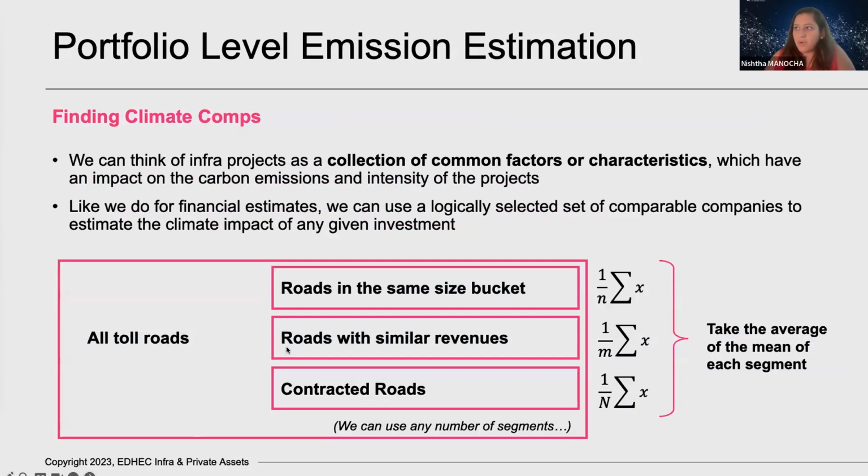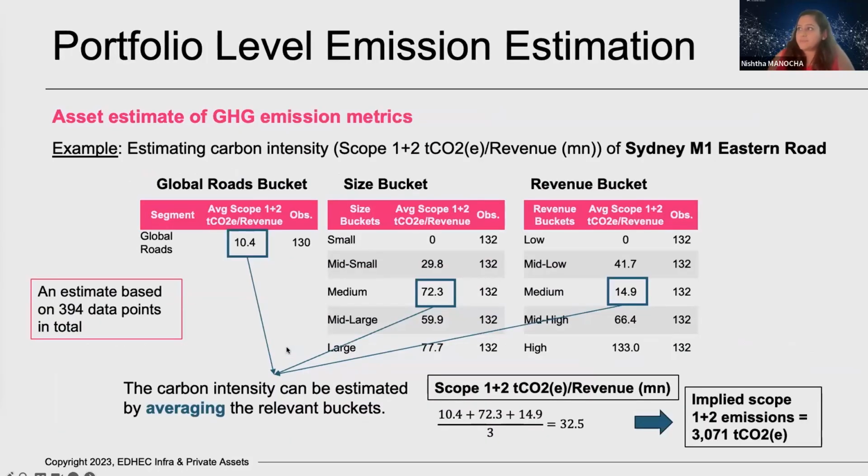So for example, a road, you could compare it to different roads by looking at the size, by looking at revenues, or by looking at its business model. And when you do this, you are taking a logically selected set of comparables, which brings you down to a better estimation. So let's look at an example. In that portfolio that was on my screen before, the first line item was Sydney M1 Eastern Roads. Say you want to estimate the emission of Sydney M1 Eastern Roads. You assume you don't have reported information. How do you go about it?